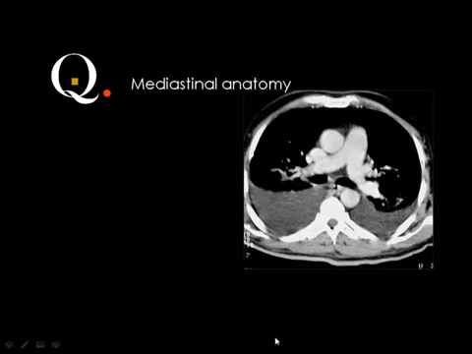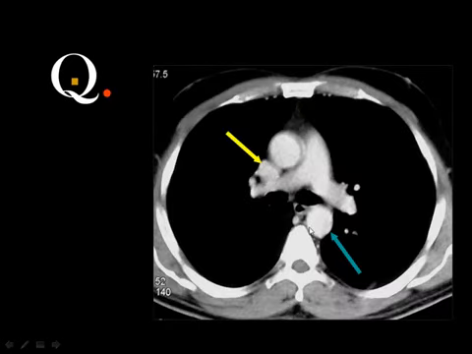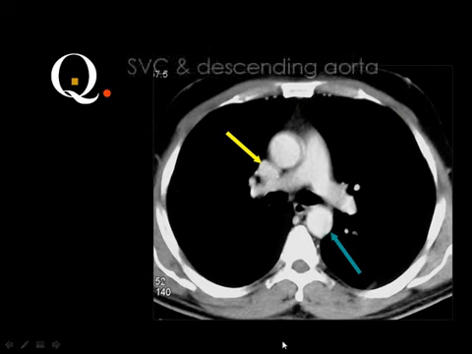Very good. Then do you remember the name of this? Yes, the pulmonary main trunk. And this one? Ascending aorta. And you remember this one as well? Descending aorta. And this one? The superior vena cava. Okay. Do you remember this one? Superior vena cava. And this one? Ascending aorta. And this one? Pulmonary trunk. And this? Descending aorta.